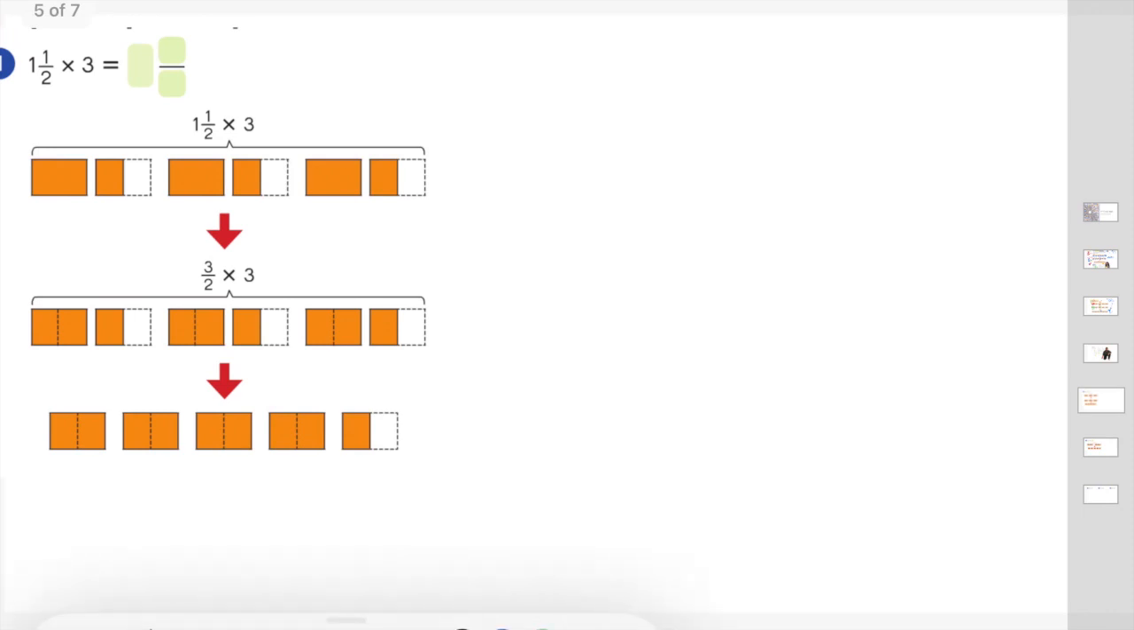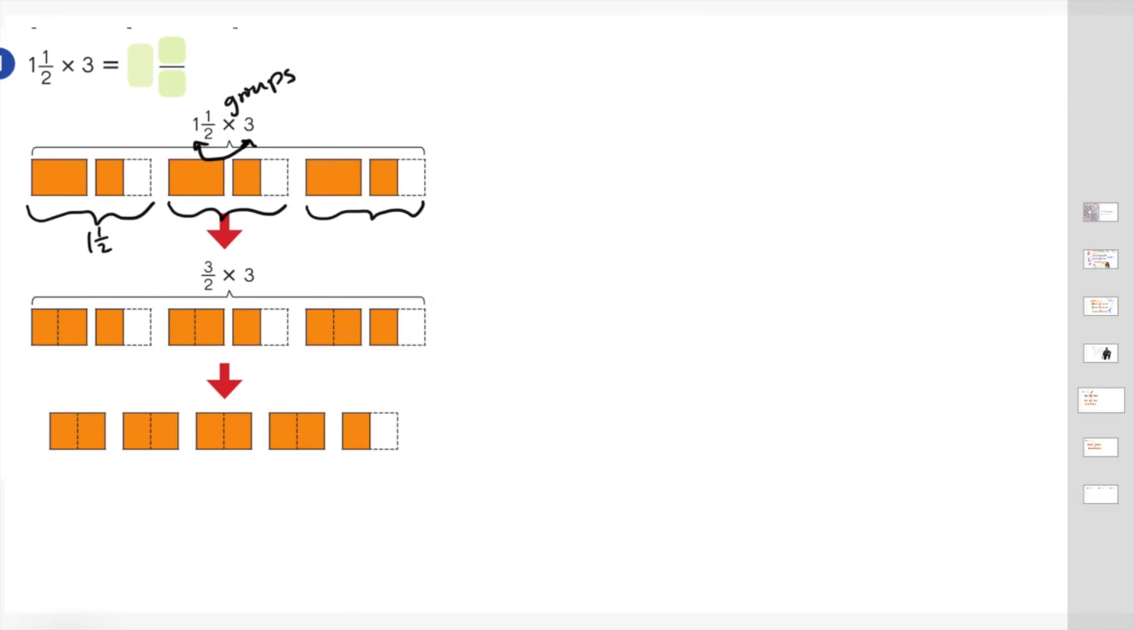Okay, did you notice that there were 3 groups of 1 1/2? Why didn't we say 1 1/2 groups of 3? Remember how in multiplication we can switch our factors around? We're still going to get the same product. So in this case, it makes sense to look at 3 groups of 1 1/2.